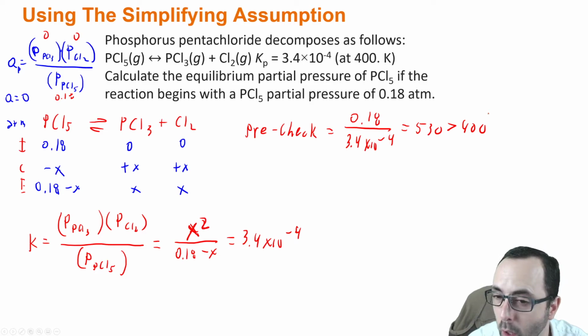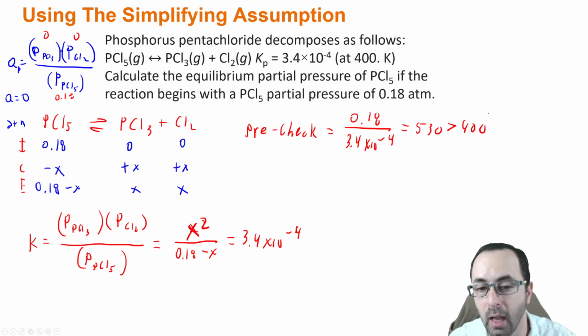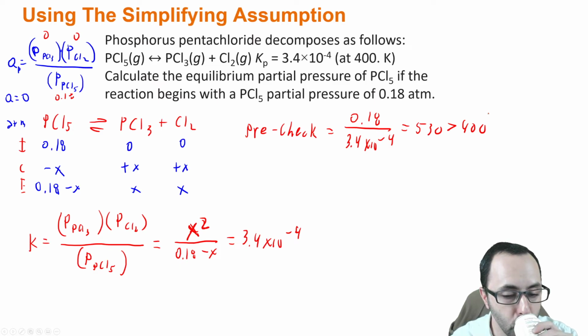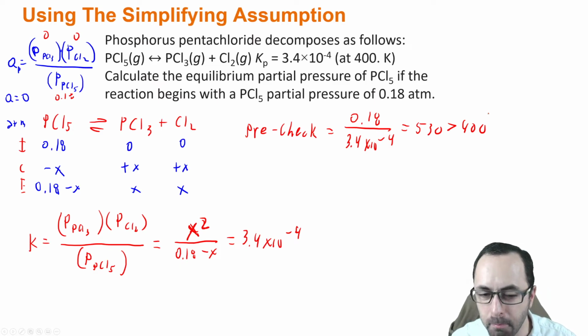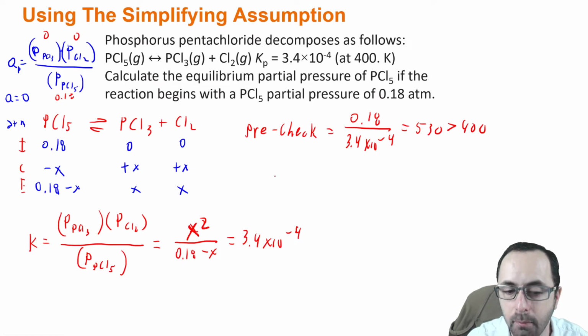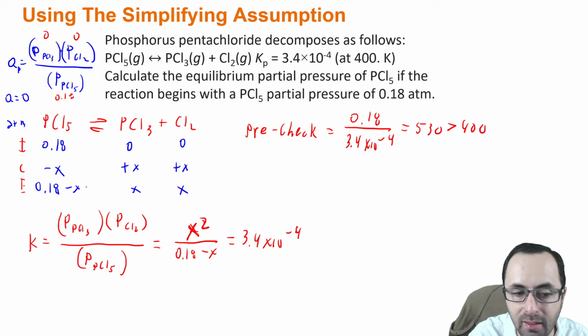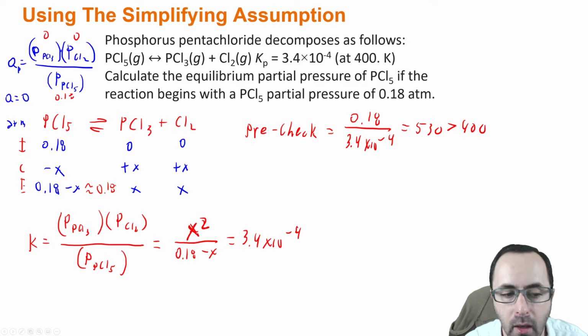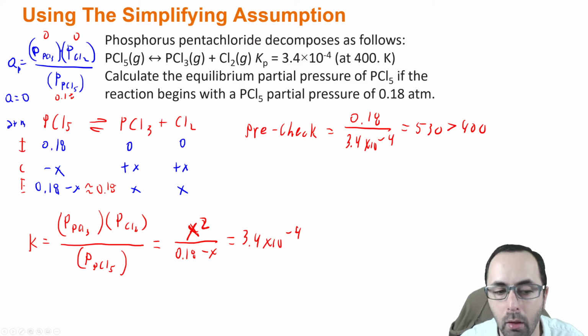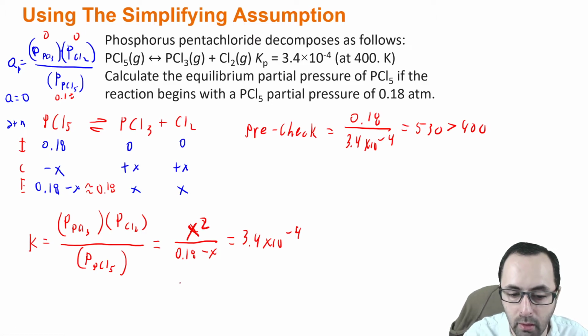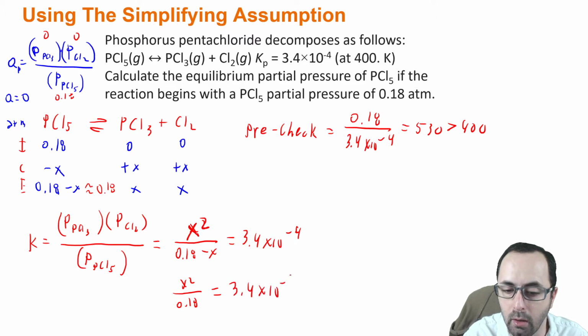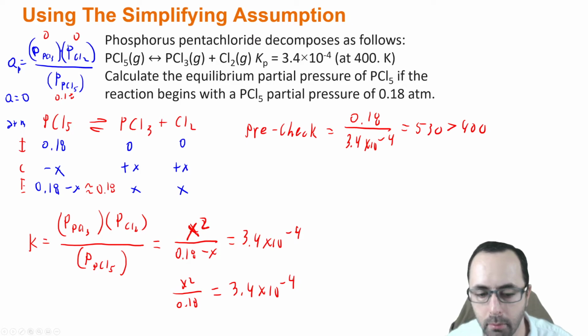Of course, we don't know for sure that it's going to work out. We're going to have to do a post check too. But the result is we're going to now assume that 0.18 minus x is approximately equal to 0.18, because subtracting the x is going to be so small that it's not going to change the value significantly. So we're going to write this instead as x squared over 0.18 equals 3.4 times 10 to the minus 4.